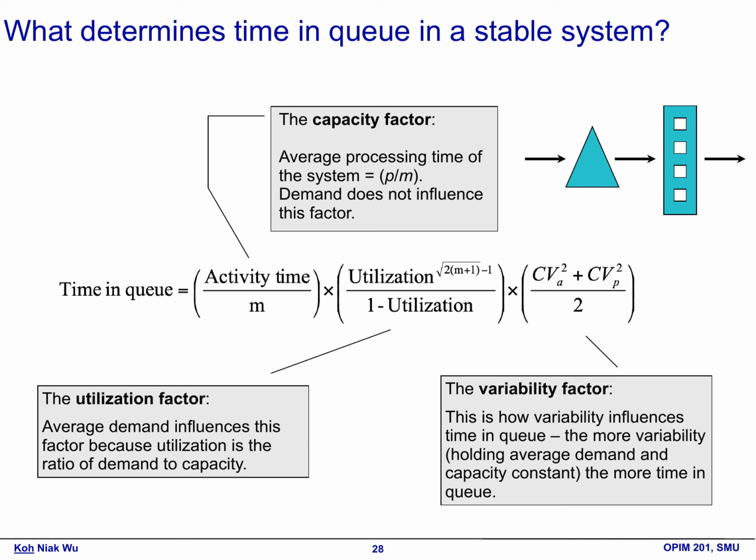The utilization factor connects demand with the system's performance. This shows how demand affects the queue length. The average demand influences how resources are used. The variability factor indicates how much demand can change. More variability means longer wait times. If demand increases suddenly, queues may get longer because the system is not ready for such changes. All these factors work together to explain why and how long items wait in a stable system.